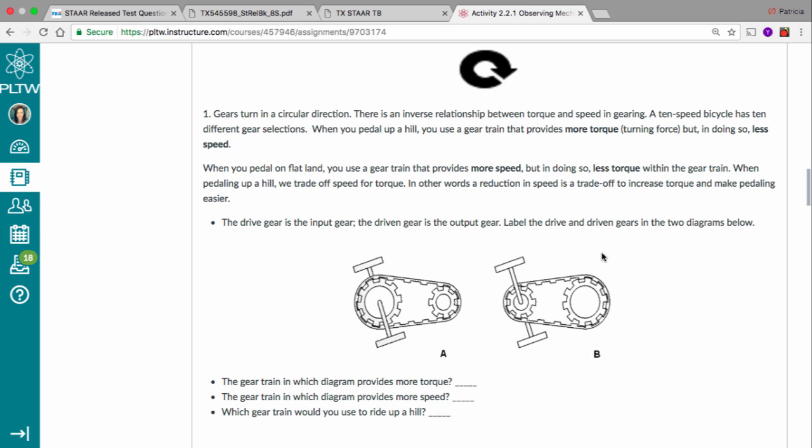Okay, so let's look at the pictures of the 2 bicycles. Let's look at A. Again, these are our pedals. So the left gear, which is our larger gear, is going to be our input, and the right gear is going to be our output. So the gear train in which diagram provides more torque? Again, if we want more torque, that means we want less speed. And the bigger the gear is, the slower it's going to be to turn.